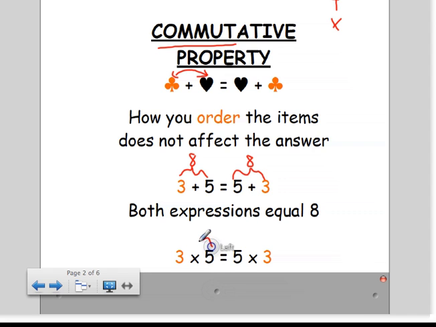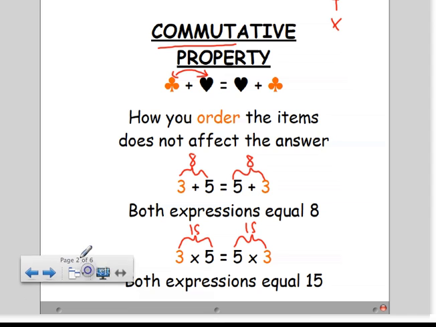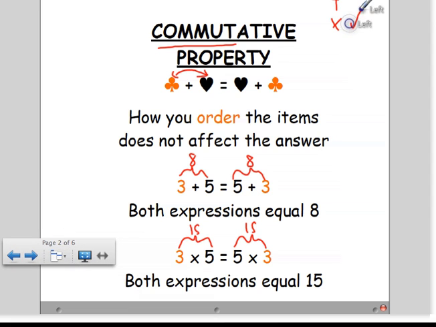You can also see this with multiplication. If I have 3 times 5, that equals 15. And if I change the order, 5 times 3, that also equals 15. And so both expressions equal 15. And so this also works for multiplication.